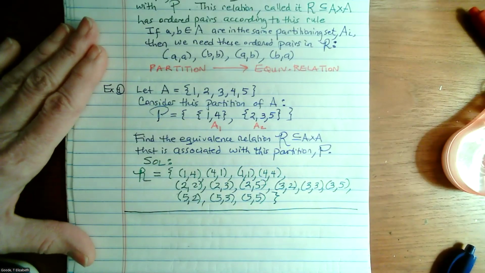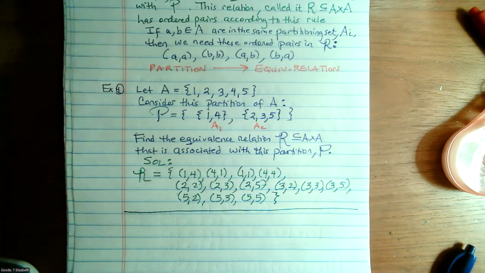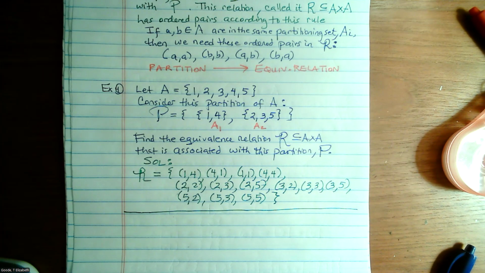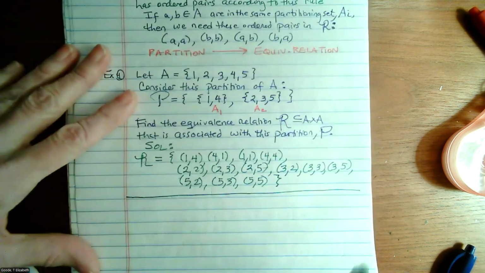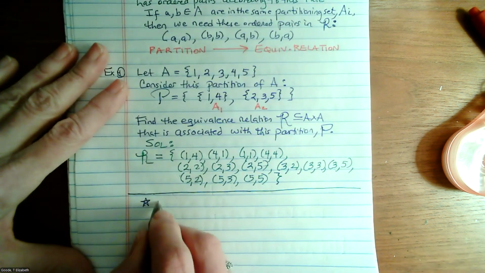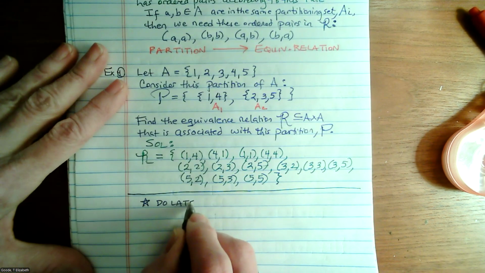So you see, what we're seeing is something very essential about equivalence relations. They split up the underlying set A into subsets, where the elements that are in subsets together are the elements that are related to each other. So I'll give you a do later because you're going to want a little more practice, and you can bring questions to office hours.